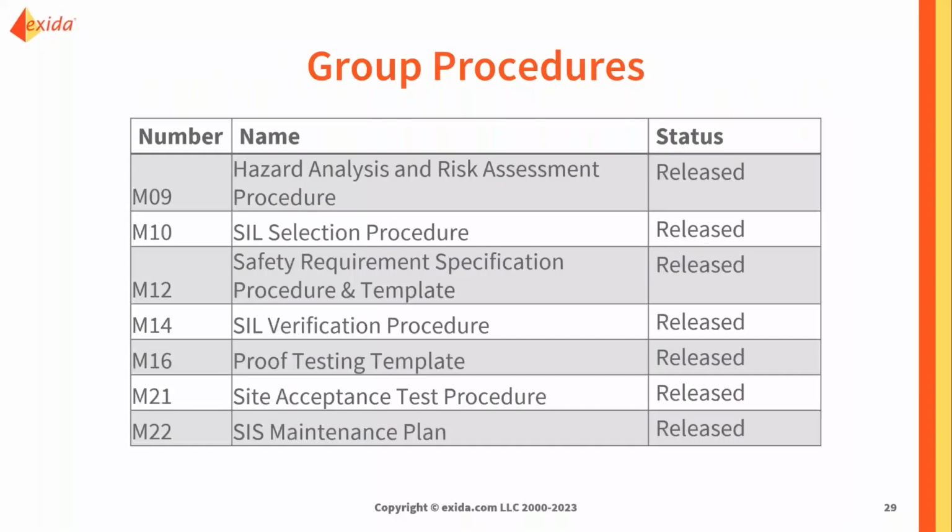And then from the group procedure side, looking at the specific steps from the hazard analysis and risk assessment all the way through design and the SIS maintenance plan to make sure that we're following the right steps for each of those phases of the machine safety lifecycle.